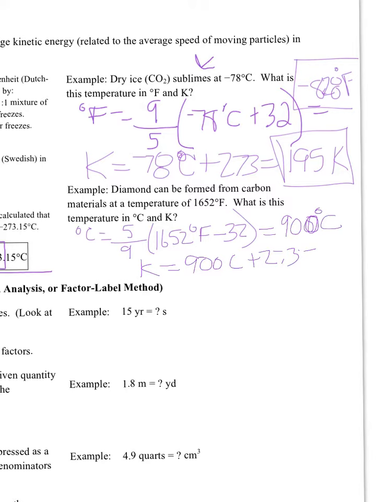And I'm going to get, is that right? 900 plus 273 equals 1173 Kelvin. Okay? All right. So that's temperature.